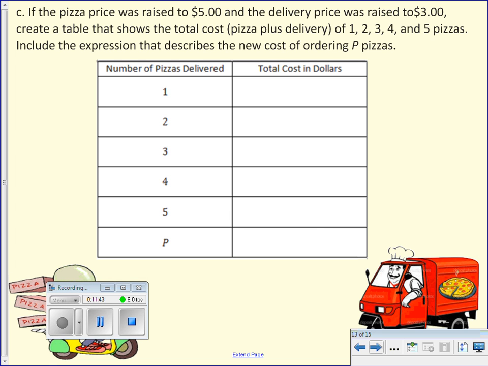let's turn to the last table. Now they raised the price to $5 per pie and $3 for a delivery fee. What would my formula be? $5 per pie and the $3 delivery. What would my formula, my expression, what would my expression be?